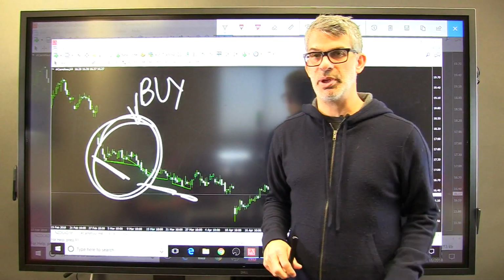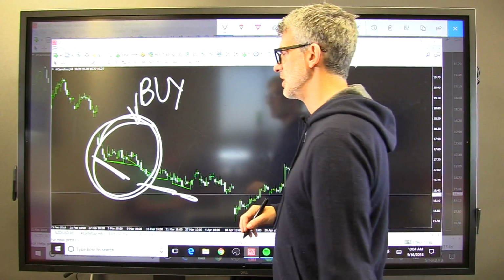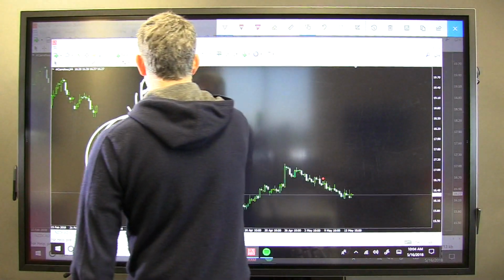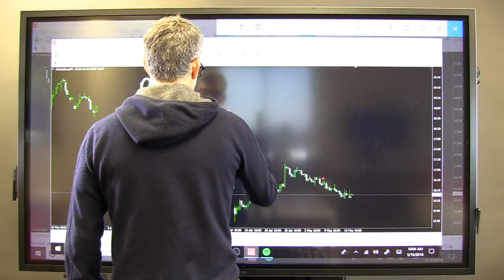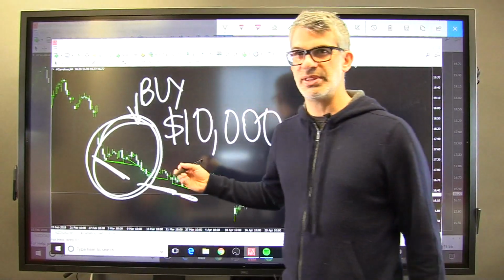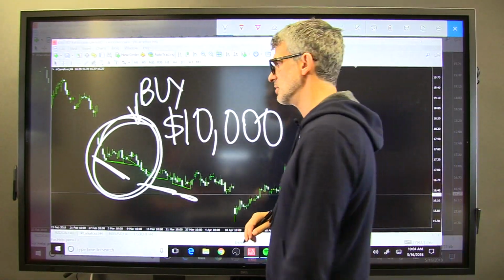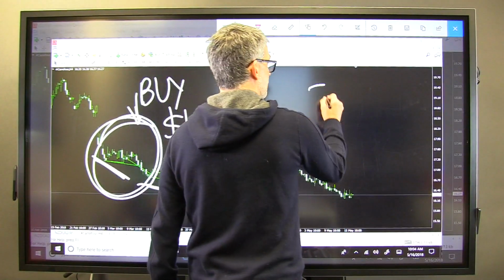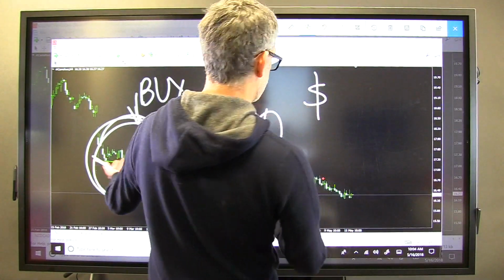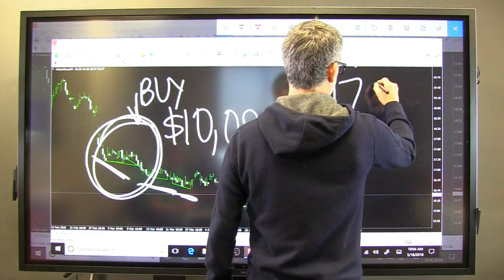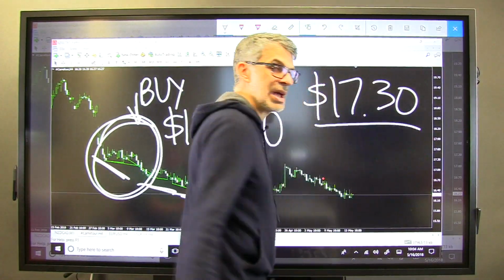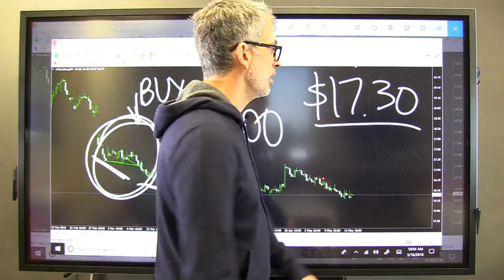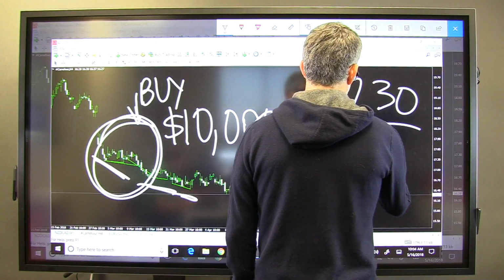Now here's what I'm going to do based on the principles that we've discussed in the last few days. Even if I do love it, and even if I'm going to buy it, let's say that I'm working with $10,000. Let's just say that's my account size. And let's say that the stock is trading at $17 and 30 cents at that time. Now I know this sounds absolutely insane, but I might just buy 10 shares.